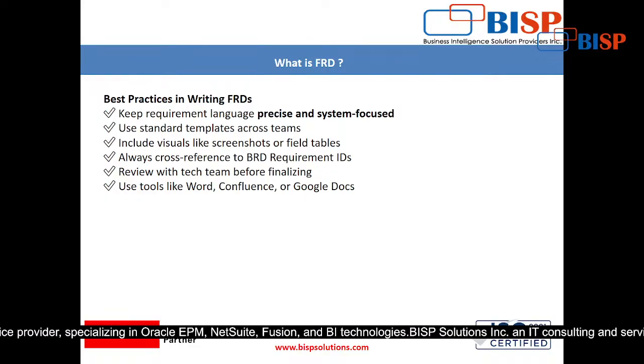Always cross reference to BRD requirement IDs. That's what I told you. Always cross reference to BRDs. For example, approval routing. If I write approval routing in the functional requirement document, then I have to note down that this is referred from this requirement displayed in the BRD. That means we are not doing it on our own. This requirement ID is already given in the BRD and we are working accordingly. Review with tech team before finalizing. This is most important.